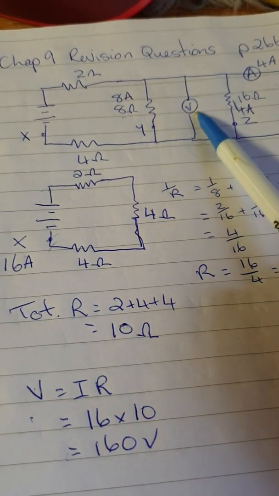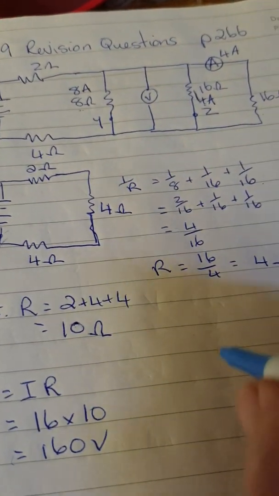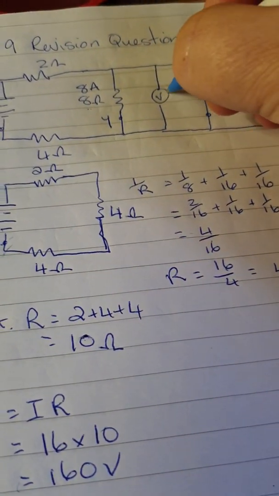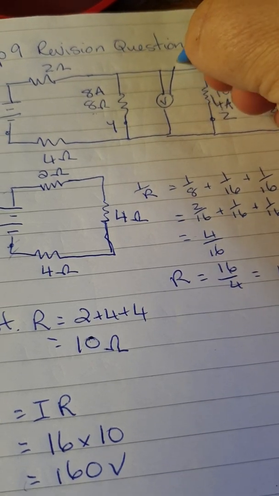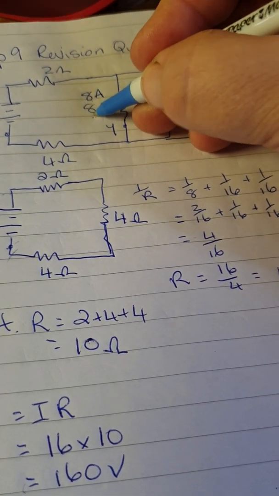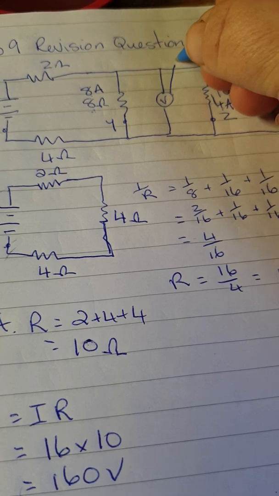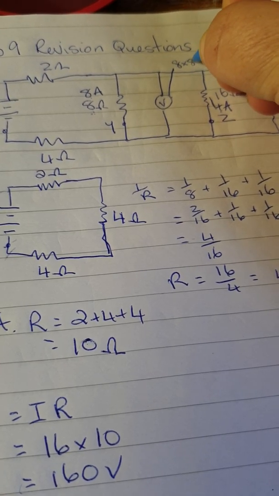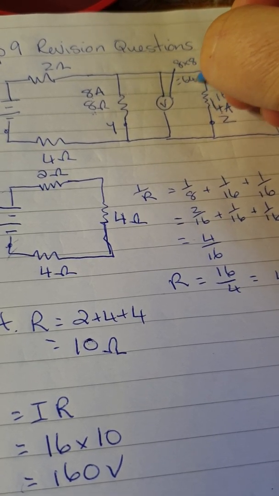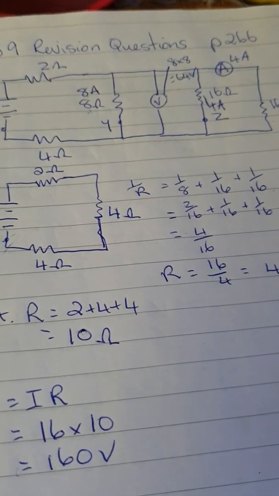What do we need? Oh, we need this one here. And it's going to be just a V equals IR business as well. So the current is 8, the resistance is 8, so it'll be 8 times 8 equals 64 volts. Done.